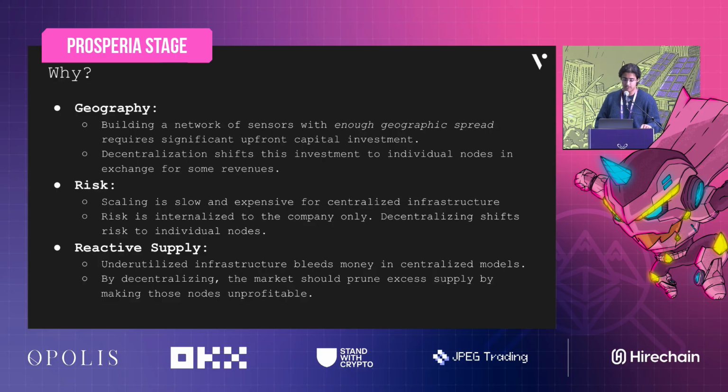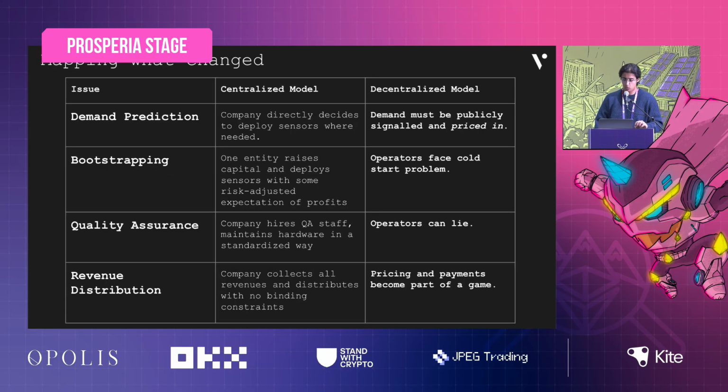And then the last is reactive supply. So in centralized models, if I have a bunch of infrastructure and nobody's using it, then I'm bleeding money. And that's just not a good thing. So in a decentralized market, the idea is that a market will kind of prune off excess supply, right? This is not real time, but that's kind of one idea that you might think is, oh, this is a beneficial aspect of going decentralized, right? But then we should think about what changes.